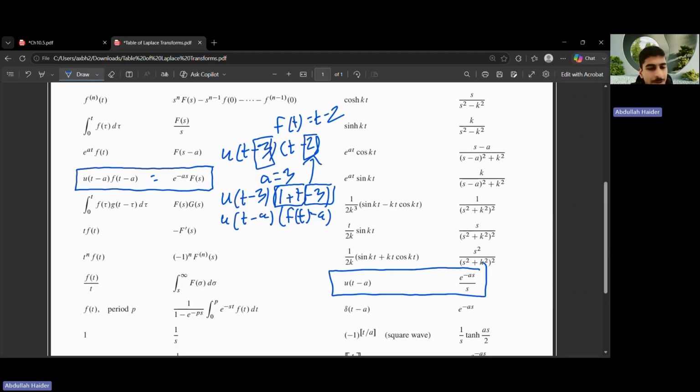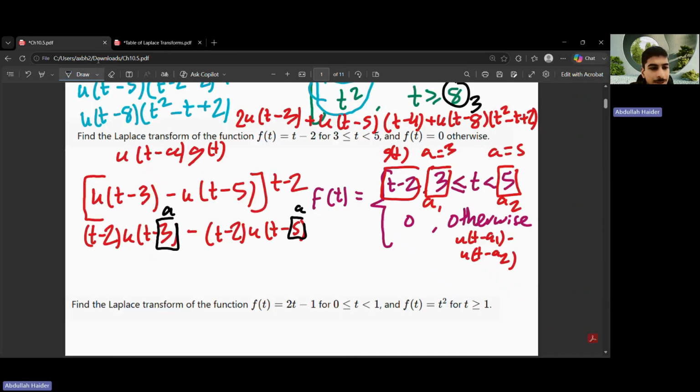Now I know you'll be feeling a bit confused here, but don't worry, we'll get the hang of it. So we have u(t minus 3), 1 plus t minus 3. I can now write this as u(t minus 3), 1 plus t. Wait, no, minus. Now we look at this one here: u(t minus 5), t minus 2. So u(t minus a) f(t minus a). Your a is supposed to be 5, but we have a 2 here. We need a 5 in this place.